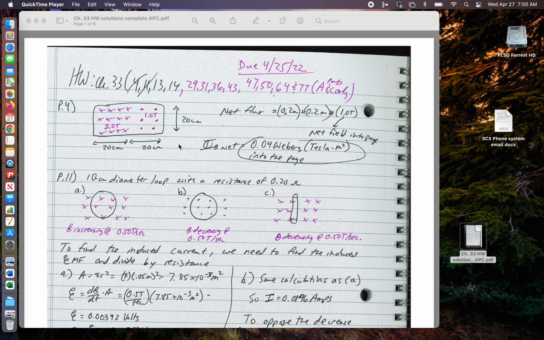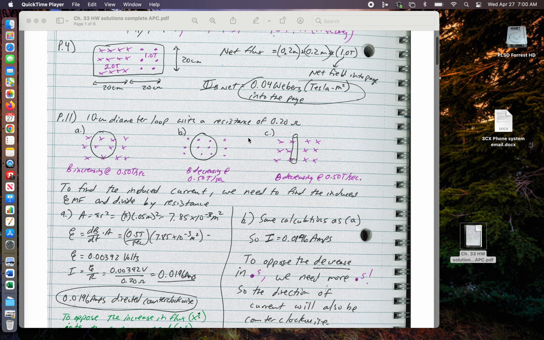So you're asking for the net flux. Here we've got flux into the page, here we've got flux out of the page. Since they're going opposite directions, the net flux is the difference between those. So I take the area of each one multiplied by the field strength of each one and then subtract, because that is the net flux. That is in units of Webers, which is a Tesla meter squared.